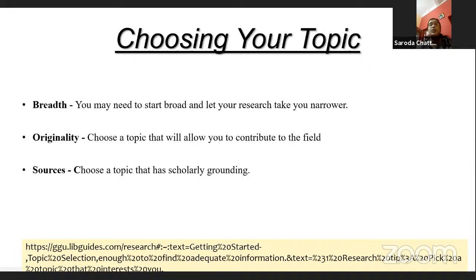And last is sources. Choose a topic that has scholarly grounding. That means on that topic you can find good literature reviews. You'll have to select such a topic based on which you can continue research in various fields also. What do I mean by various fields? Let me just explain.